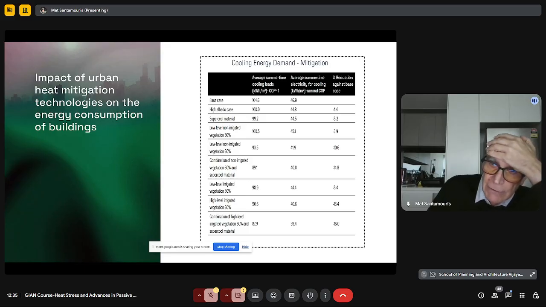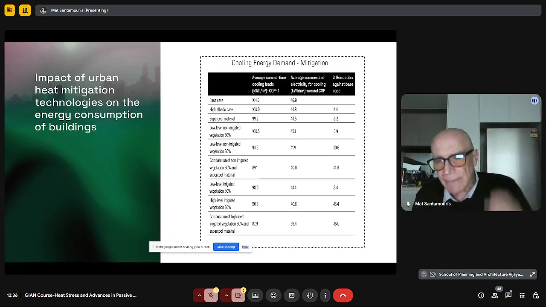On the contrary, by using just conventional cool materials, the expected decrease of the energy is close to 5%. Just the supercool materials, 5%. Low-level non-irrigated greenery, 3.9%, and this is because of the night, because of the temperature. Low-level irrigated greenery, 10.6%. And when we have a combination of irrigated greenery and supercool materials, we may decrease the energy consumption by 16%.